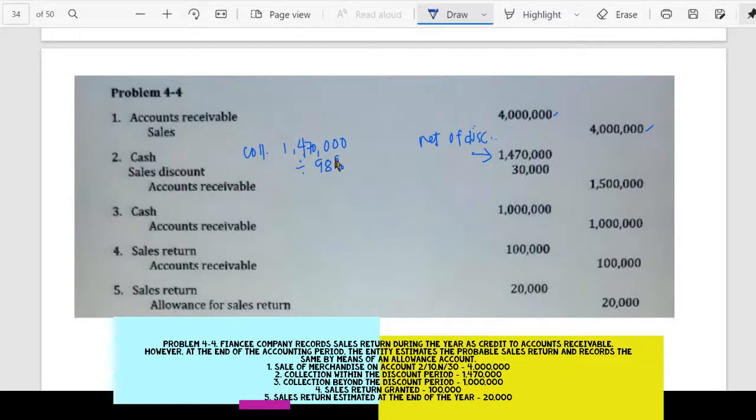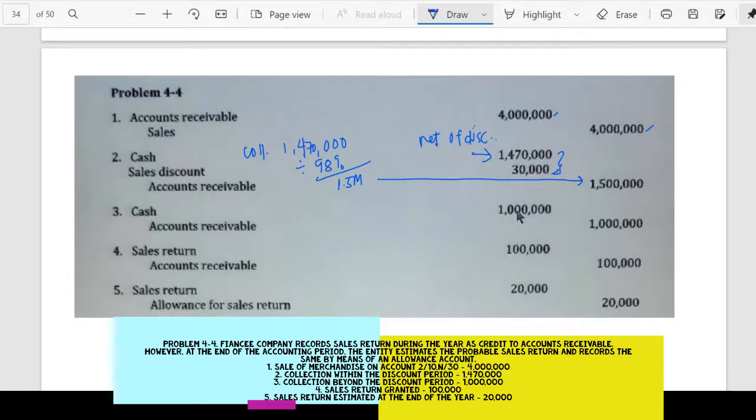And 1,470,000 represents the remaining 98%. So what would be the amount if we divide 1,470,000 by 0.98? That's 1.5 million. So that's why we credit 1.5 million and you multiply that by 2% so you can check if this is correct. That would be 30,000. And kung i-add mo silang duha, sakto nga 1,500,000.